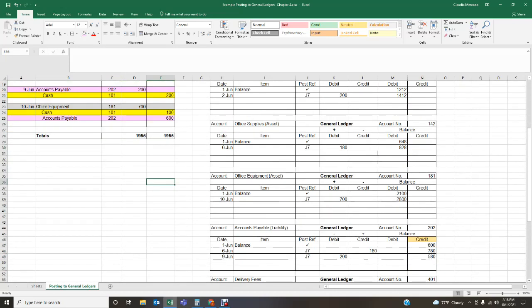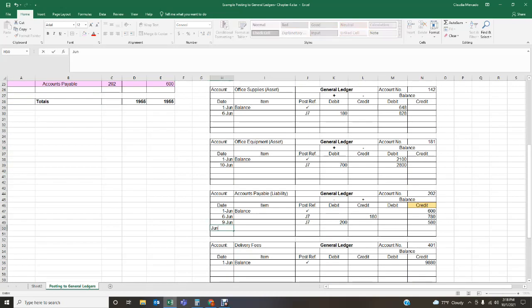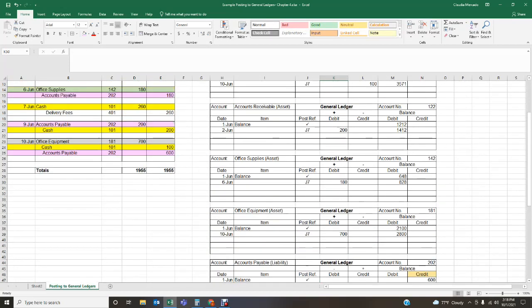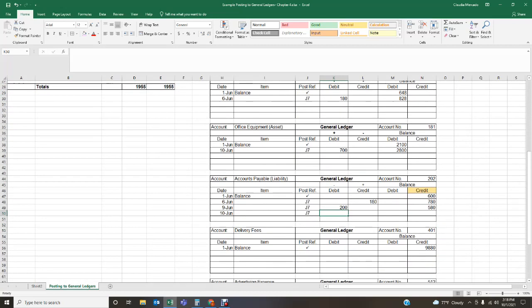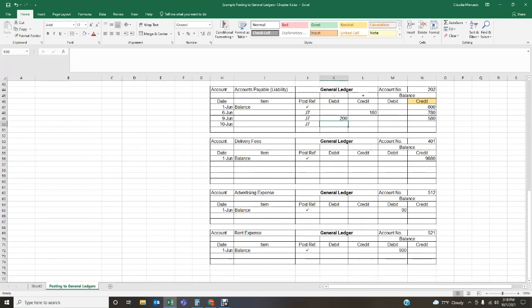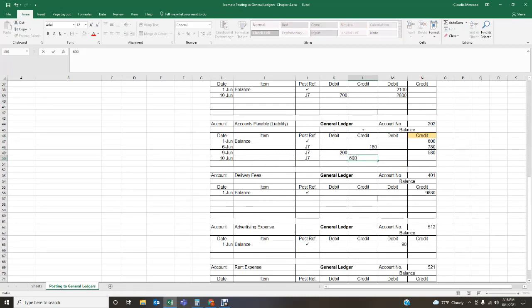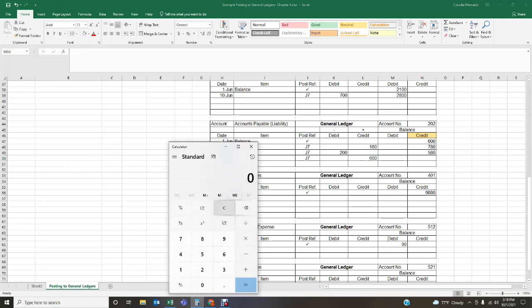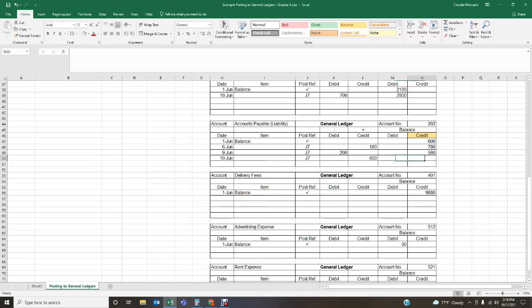Here we have another transaction for accounts payable. That is happening on June the 10th, and then journal 7. And we have accounts payable, a credit of $600. So we bought some more stuff on account. So I'm going to get my ending balance, which is 580, and I'm going to add $600. So that's going to give me an ending balance of 1180. Credit.